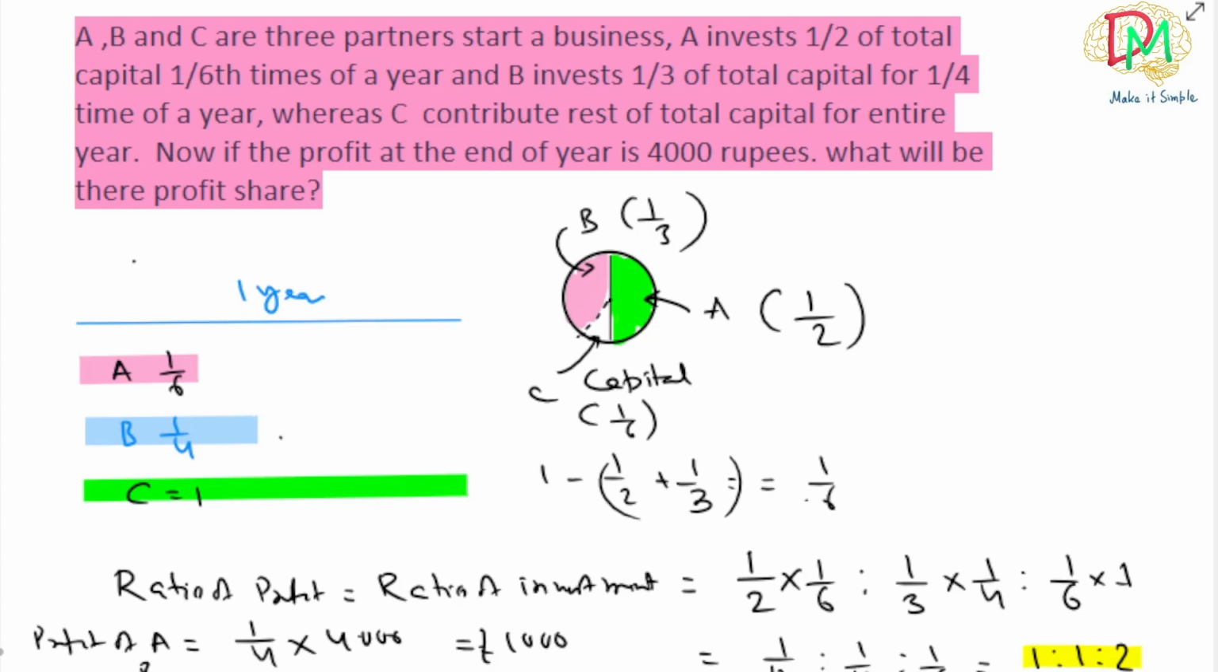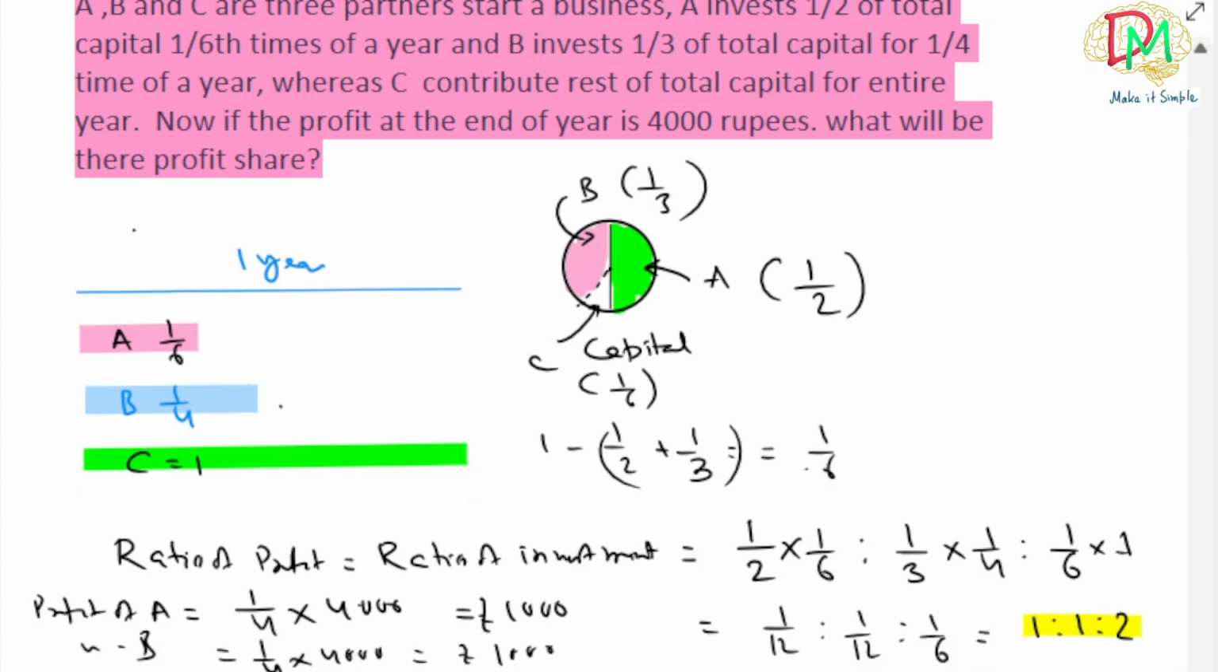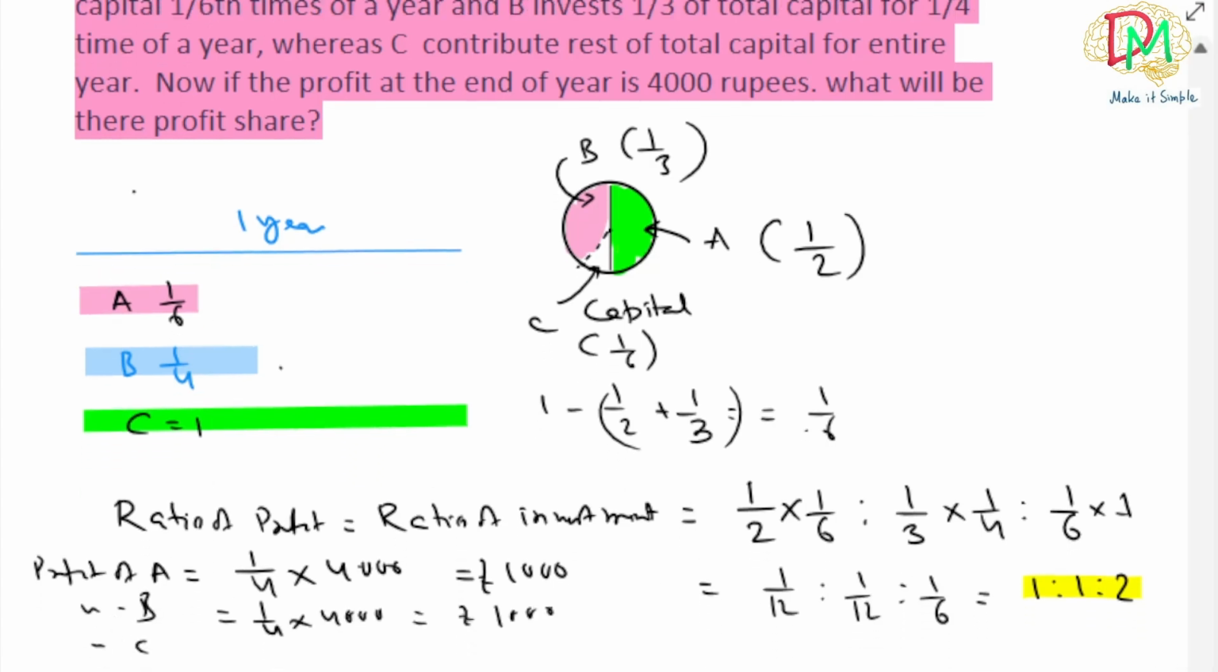And the profit of B is again 1/4 into 4,000, that is 1,000. And C will get the profit of 2 by 4 into 4,000, that is 2,000. Okay, that is the answer.